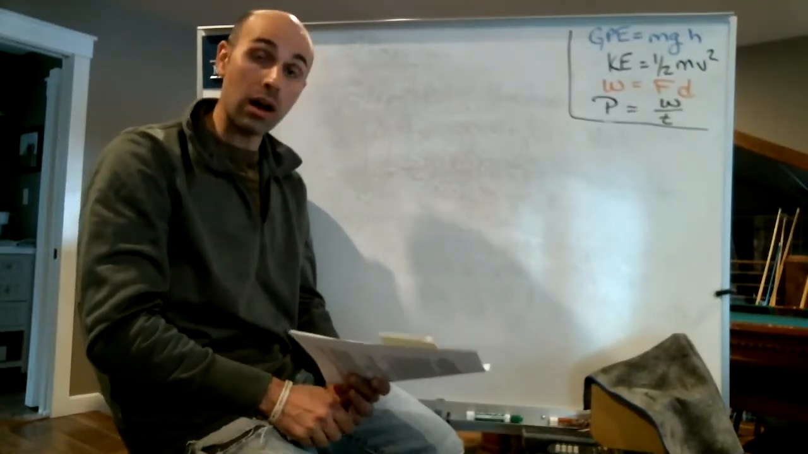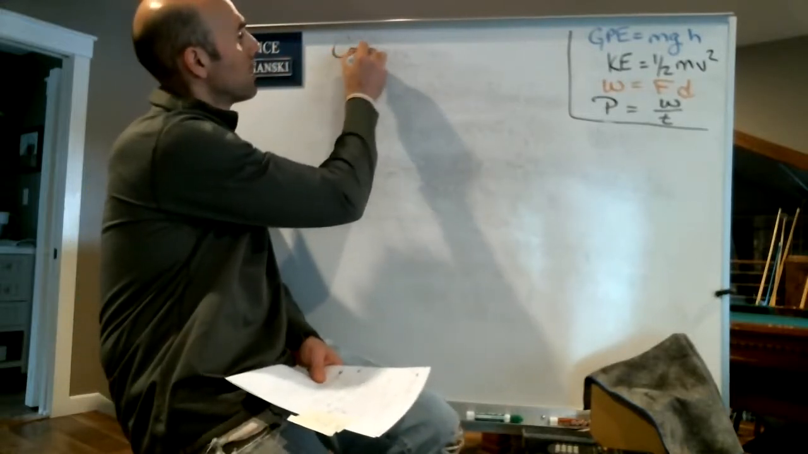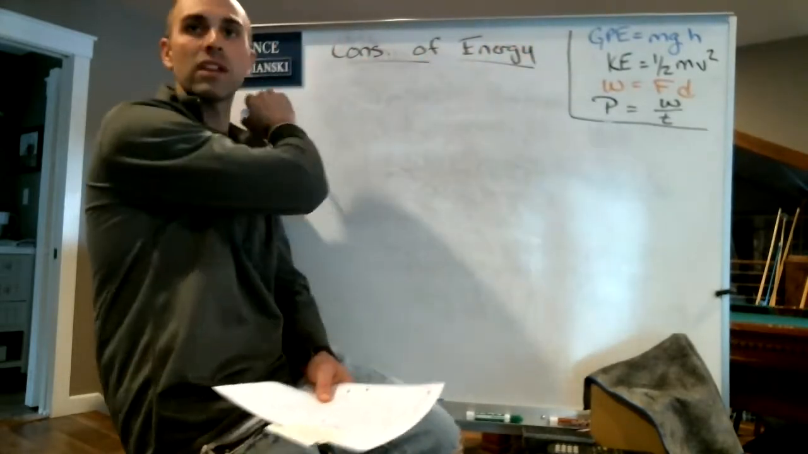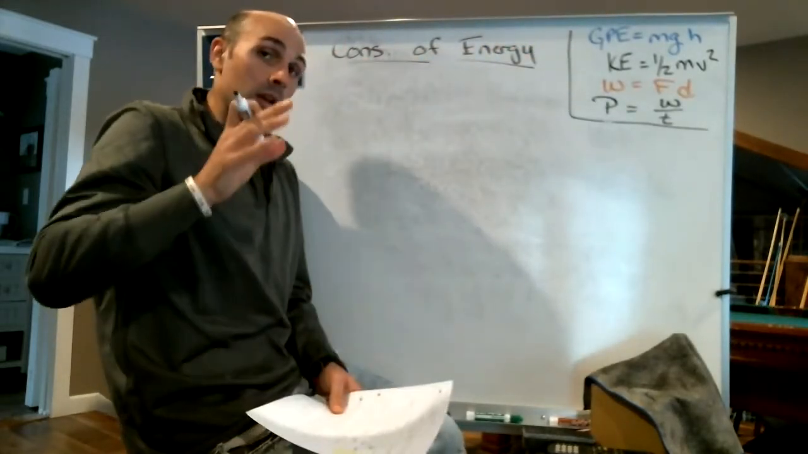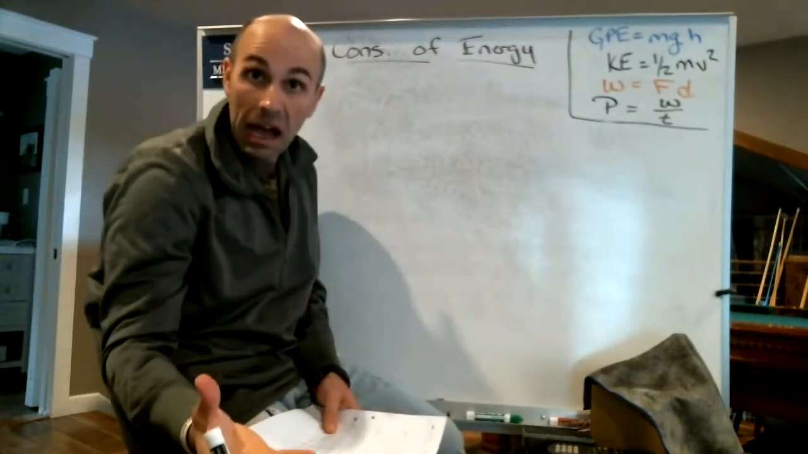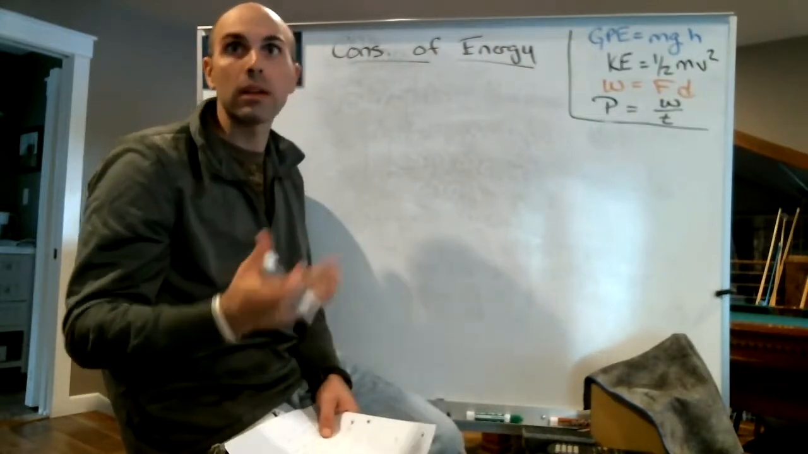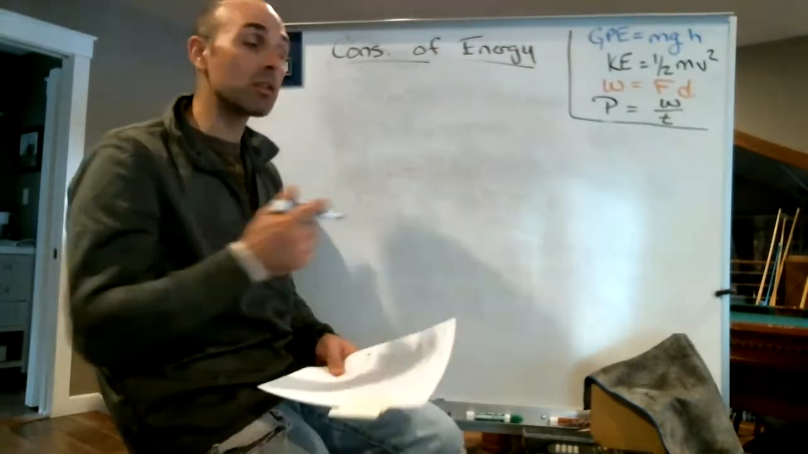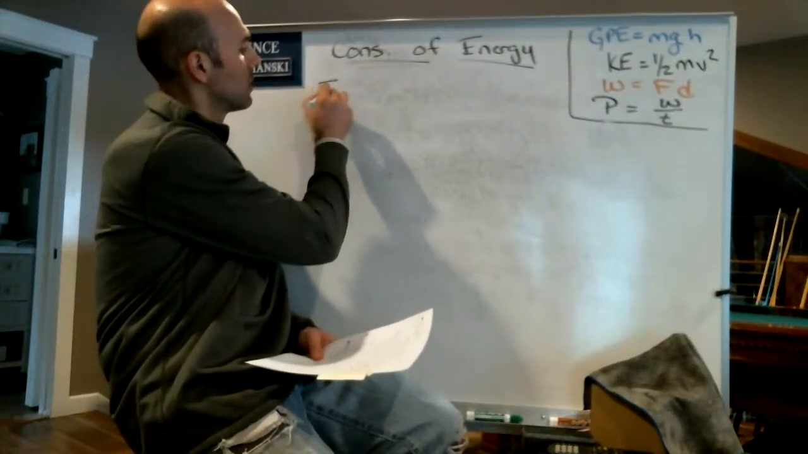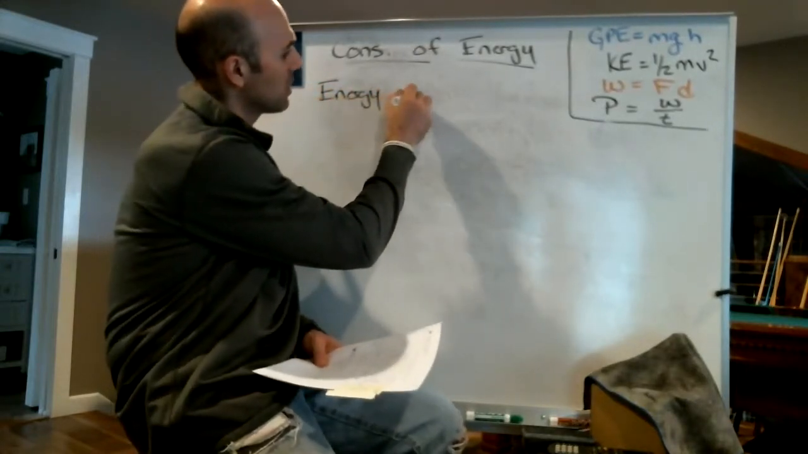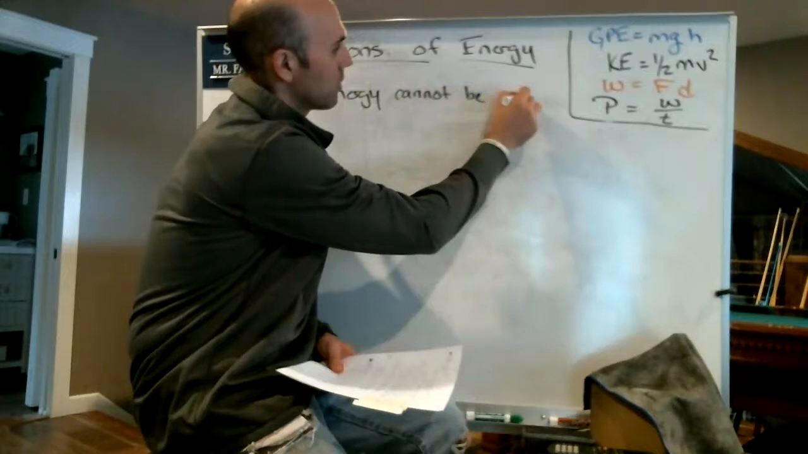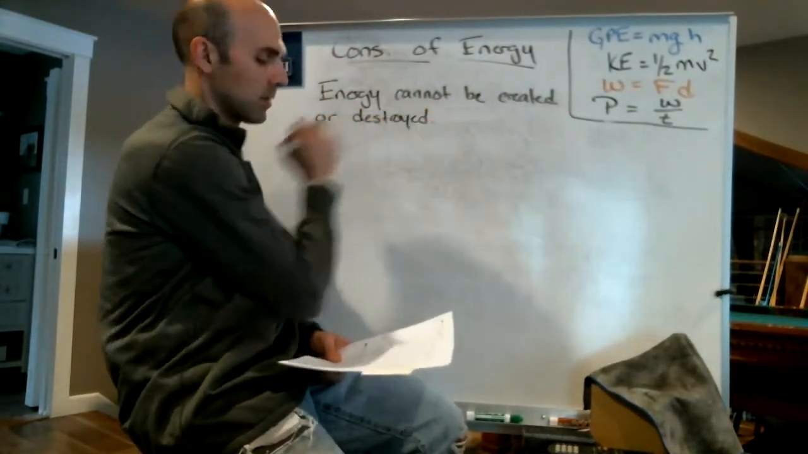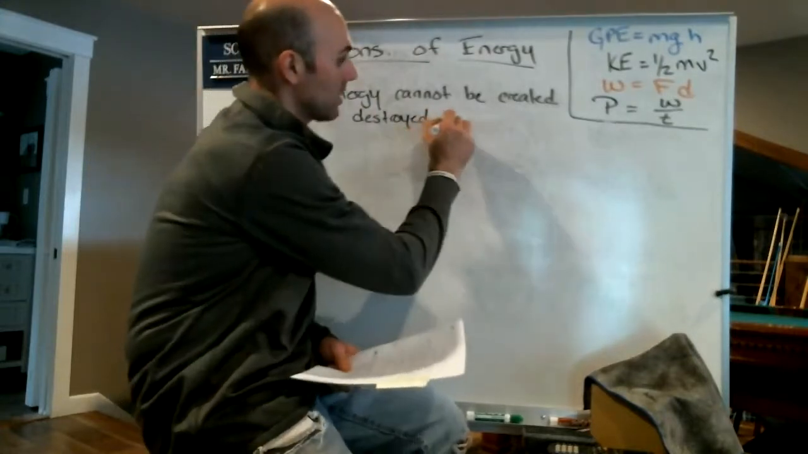So we are going to talk about the law of conservation of energy. Here we go. Anytime you have a law of conservation of blah, it's always blah can never be created or destroyed, only transferred or transformed from state to state. Same thing here. Energy cannot be created nor destroyed. Energy cannot be created or destroyed. Okay? It can only be transformed.